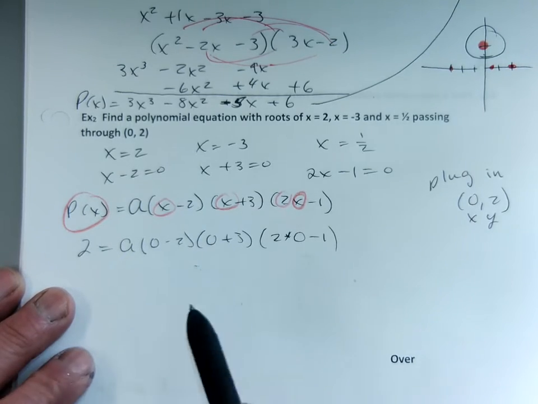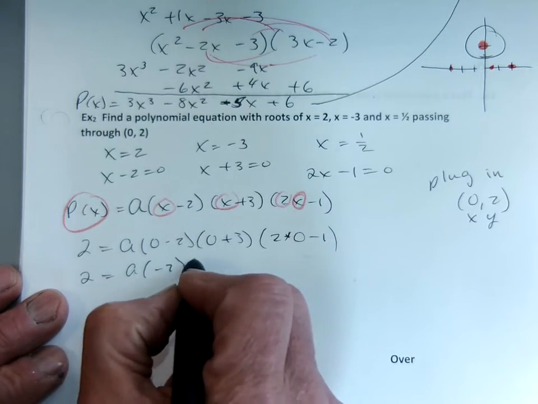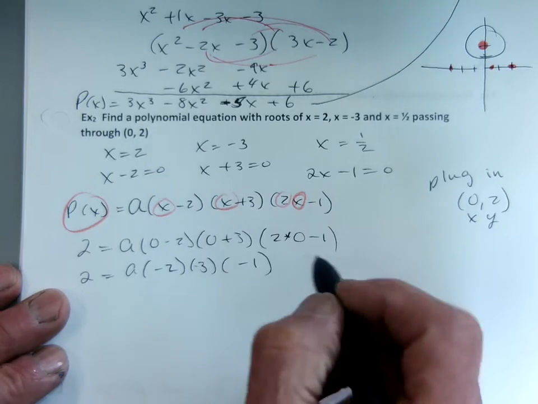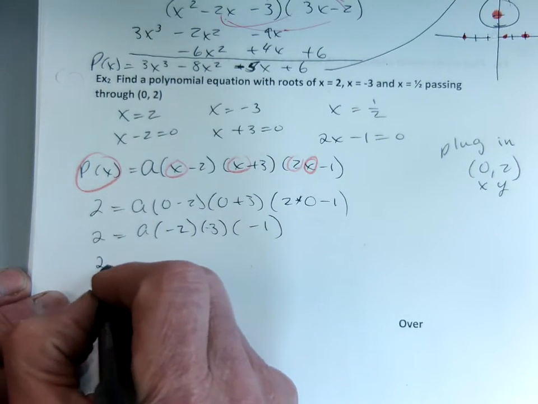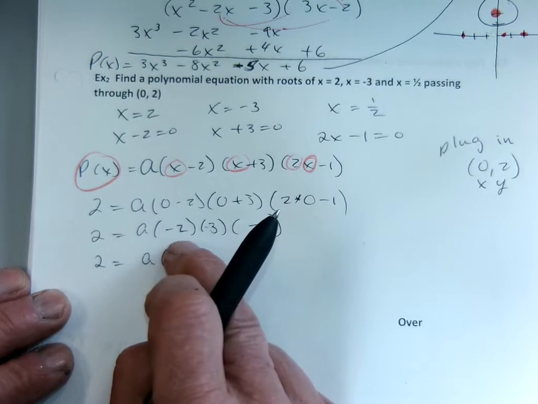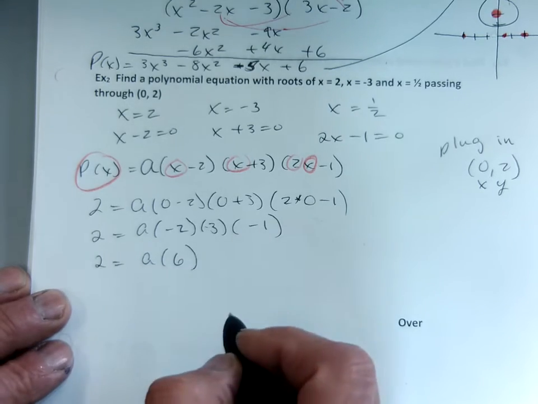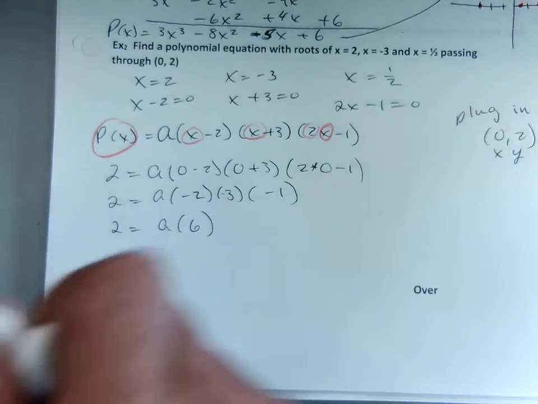We can get the value of A, right? 2 equals A times a negative 2 times a positive 3 times a negative 1. Let's simplify a little bit more. A is equal to a negative 2 times 3 times a negative 1, which is a positive 6. No, wouldn't it be a negative? Well, this is a positive 3.